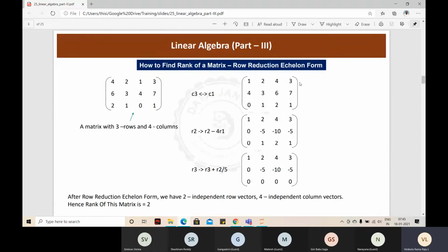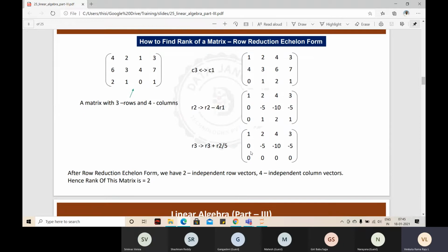So the same thing we are doing here with the row reduction echelon form, and our goal is to nullify or make some of the rows or columns 0. When some rows or columns become 0, that means they are dependent on other rows or columns. I hope you understand and agree. That way we are eliminating the dependent rows and dependent columns, and finding independent rows, independent columns, the maximum number of independent rows and independent columns.